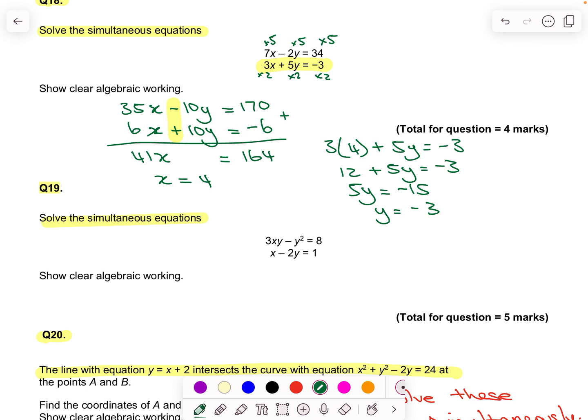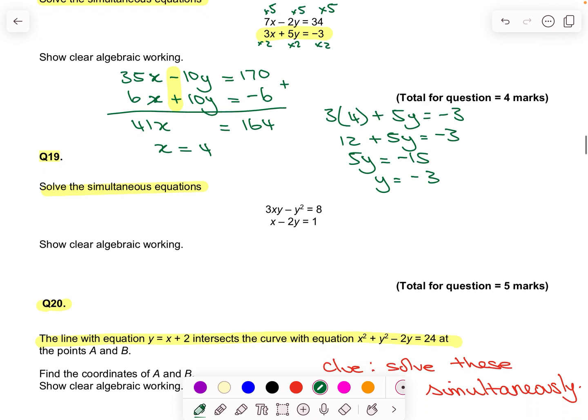Right, solve these two. So we've got a quadratic here. And I'm just trying to think the best way. I am going to do a substitution. I'm going to change this one around so that x equals 1 plus 2y. And then I'm going to substitute it into the first equation. So I'm going to substitute it into here. So wherever I see x, I'm going to write 1 plus 2y instead.